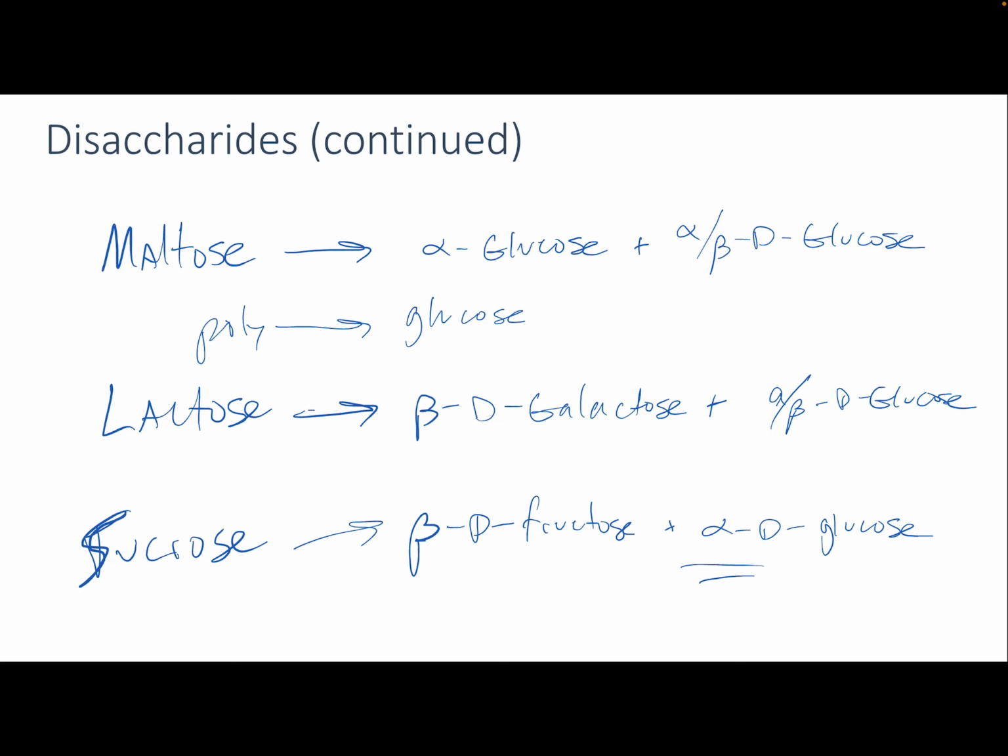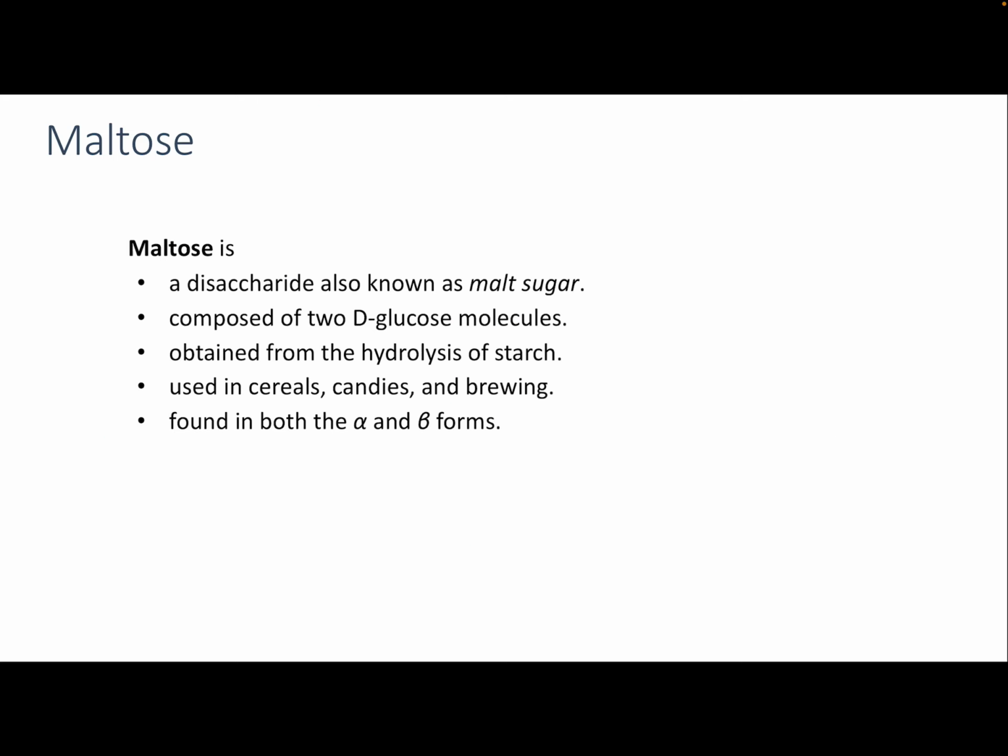Let's look at maltose first. So maltose is a disaccharide known as malt sugar. It's found in grains and that sort of thing. It's 2 D-glucoses. It can be obtained by hydrolyzing starch. We'll talk about starch when we look at the polysaccharides, but polysaccharides are just long chains of glucoses, so if you start chopping those into little chunks of 2, those will be maltoses. Used in cereals, candies, and in brewing. I often make beer that has malted barley in it.